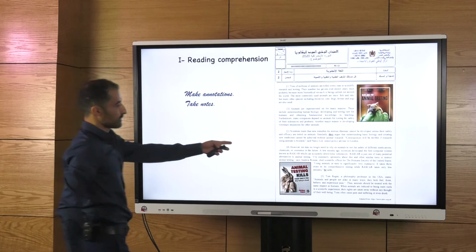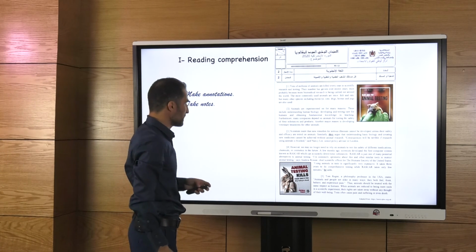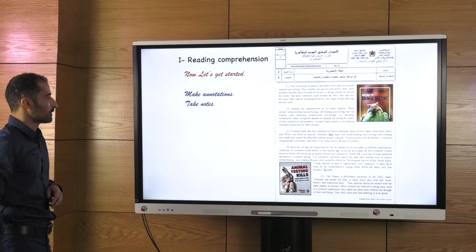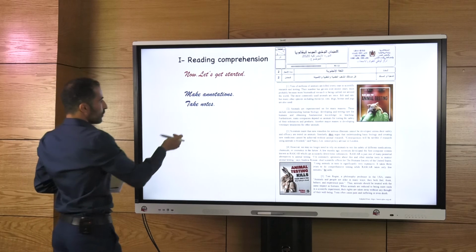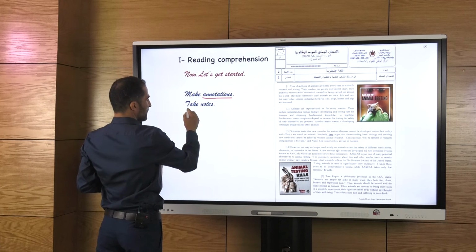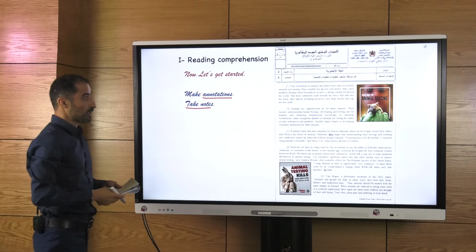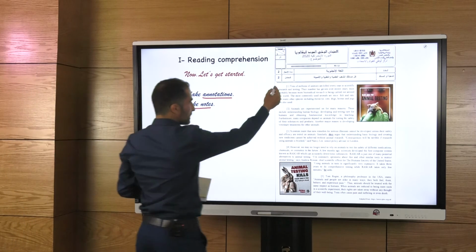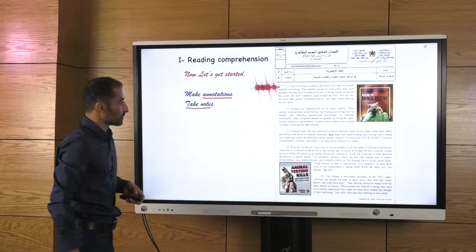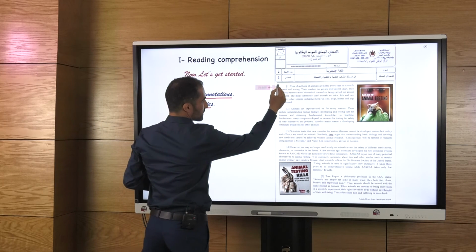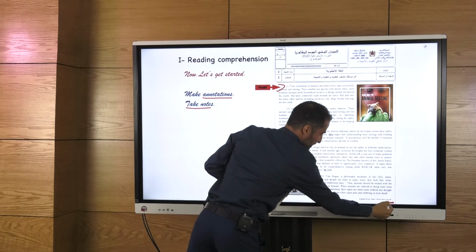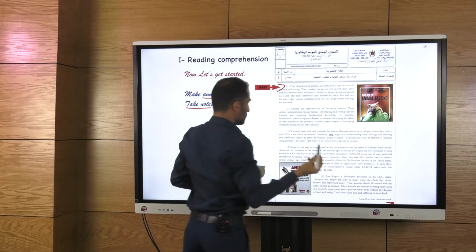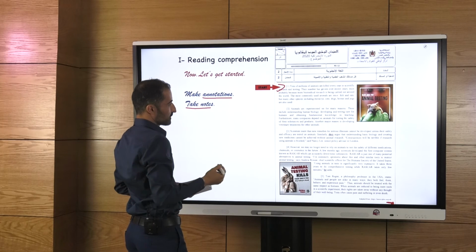Okay, so suppose this is a reading comprehension text. We're going to set these skills into practice. As you can see here, we make annotations and we take notes. So during the day of the exam, you are supposed to have a pencil, a sharpener, an eraser. You read the text. So the text starts from here and it finishes here. You are supposed to read everything in the text.